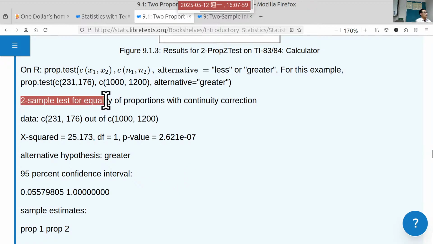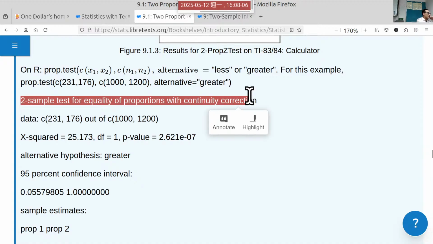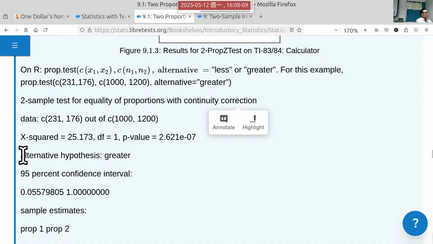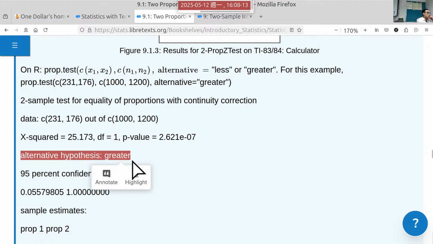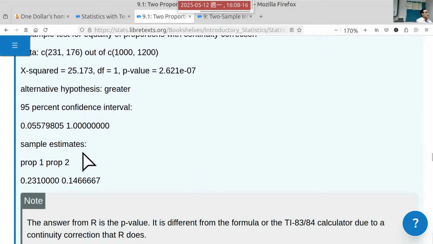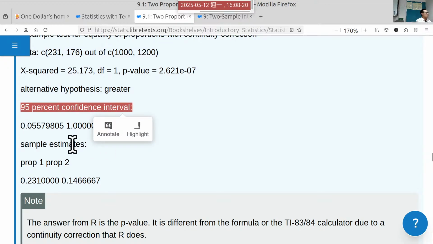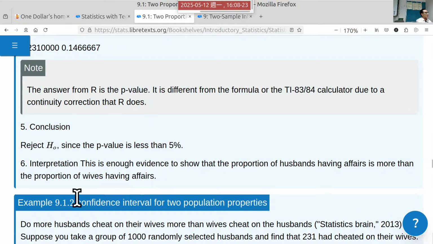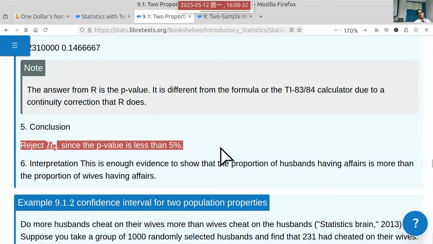Two-sample test for equality of proportions with continuity correction, and the alternative hypothesis is greater. This is the 95% confidence interval. And the conclusion: yes, we can reject the null hypothesis since the p-value is less than 5%.